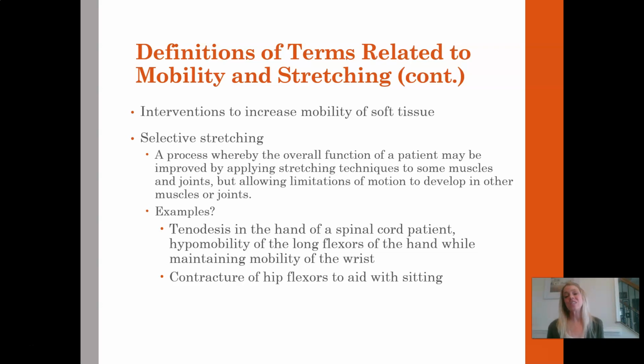So actually letting their hip flexors tighten up a little bit, which they do generally tend to get tight because this person is now probably spending most of their day sitting. Those hip flexors are going to get tight, but that may actually allow them a little bit more function. So sometimes we allow those things to happen. So those would be examples of selective stretching or allowing for adaptive shortening.